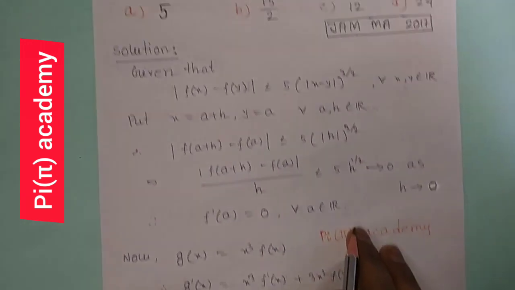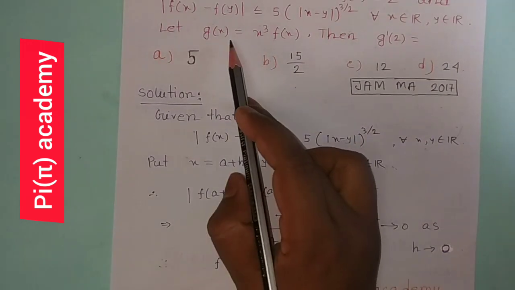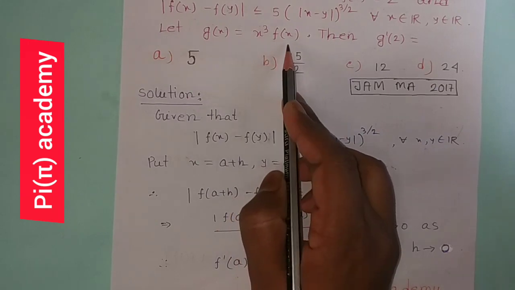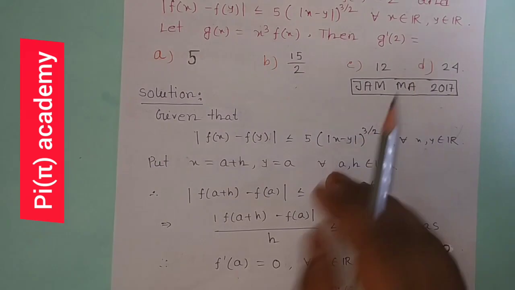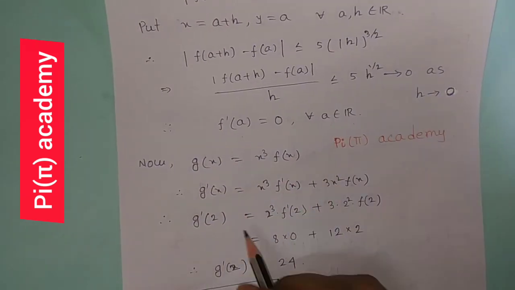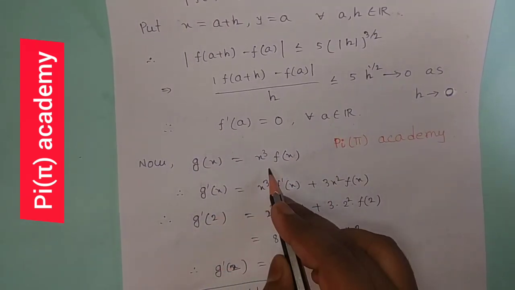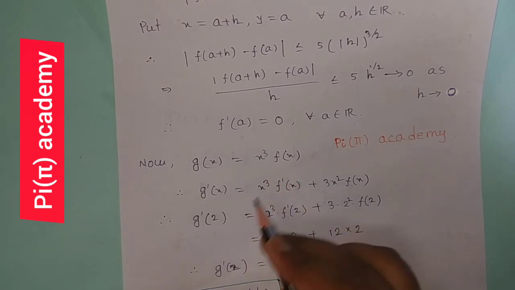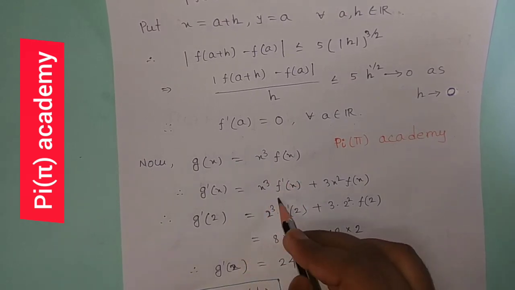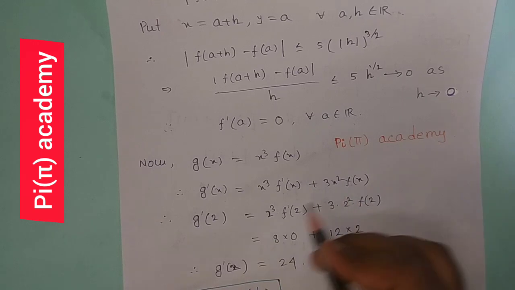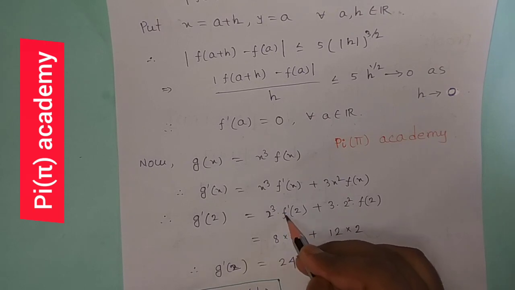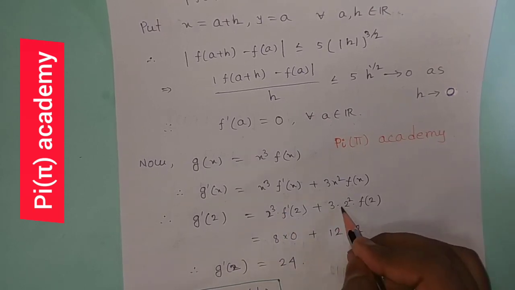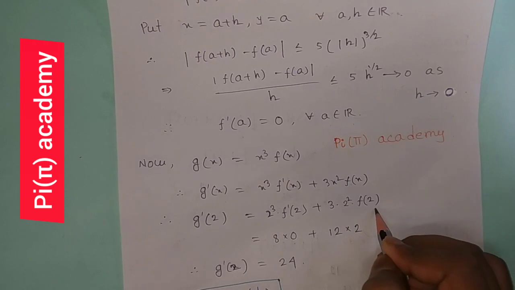We have given that g(x) equal to x cube into f(x), and we have to find the value of g dash 2. Now g(x) equal to x cube into f(x), therefore g dash x equal to this, and we have to find the value of g dash 2, therefore g dash 2 equal to 2 cube into f dash 2 plus 3 into 2 square into f of 2.